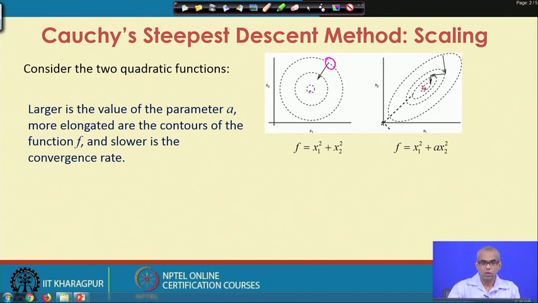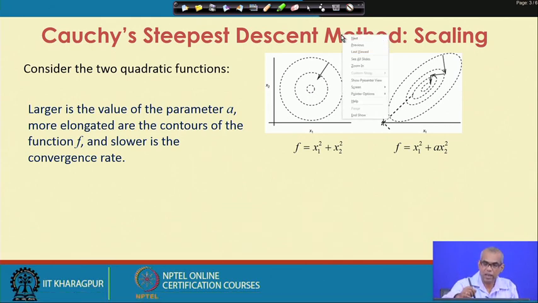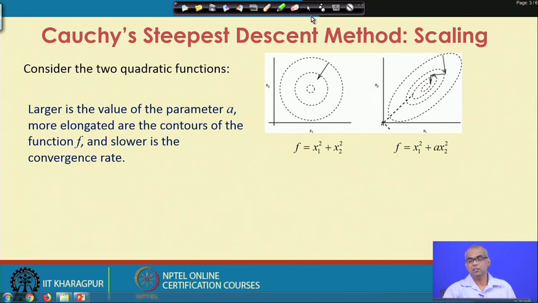So, what we learn is that for a quadratic function whose contours are circular, the search direction in case of steepest method will directly point towards the minimum. But if the contours are elongated, then the convergence will be slow, because in that case the search direction does not directly point to the minimum starting from any arbitrary point.